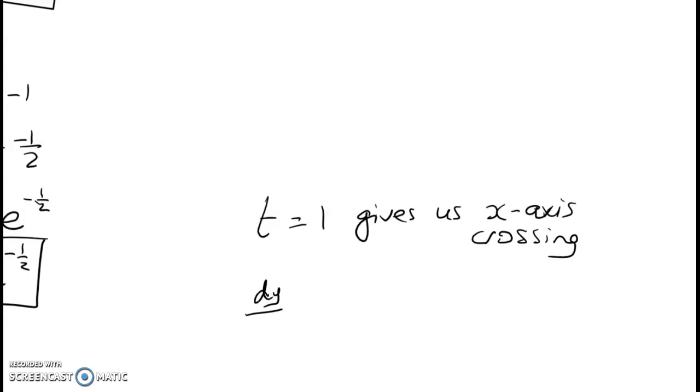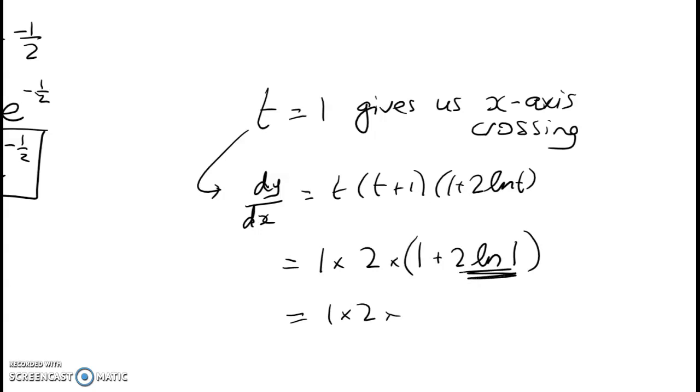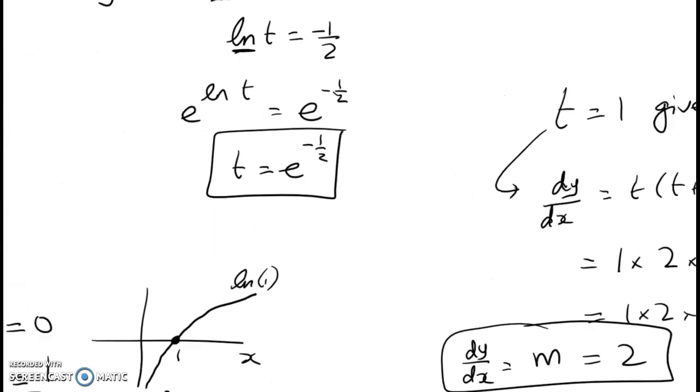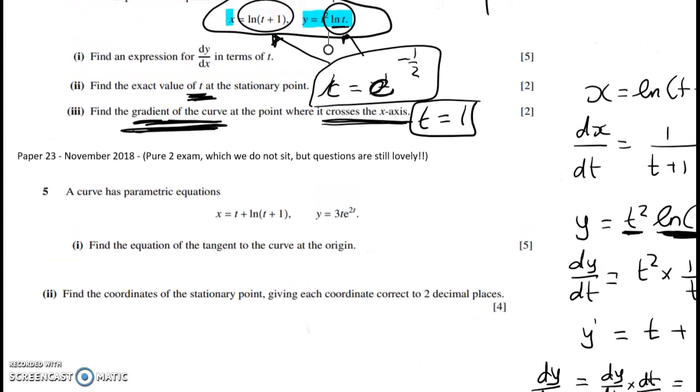And we know that dy by dx is equal to this. So we're going to substitute this into here. It gives me 1 times 2 times 1 plus 2 ln of 1, which is 1 times 2 times this thing here, which is 0. So my final answer for the gradient is that m, the gradient, at that point is equal to 2. Okay, 7.5 minutes. Just got time to do the second question. Let's just scroll up and see what we've got.